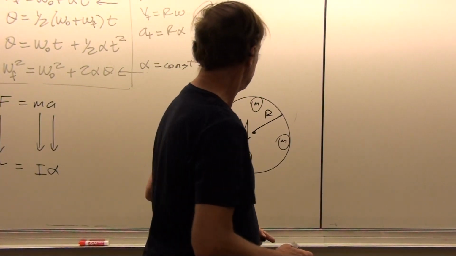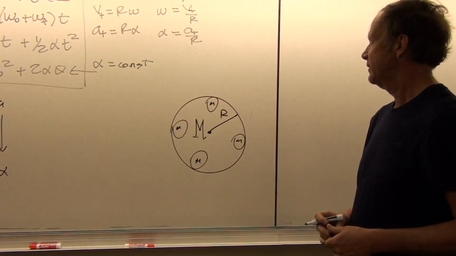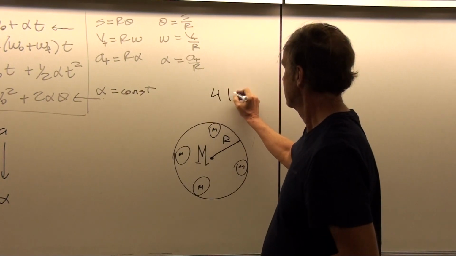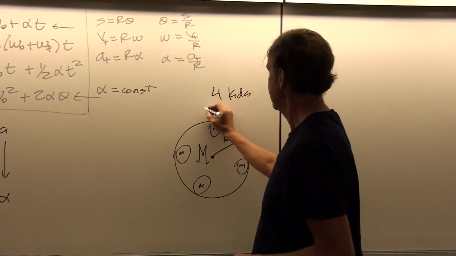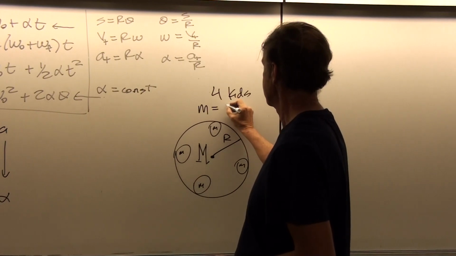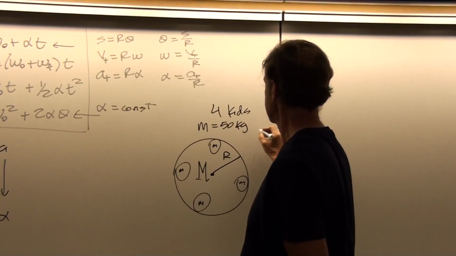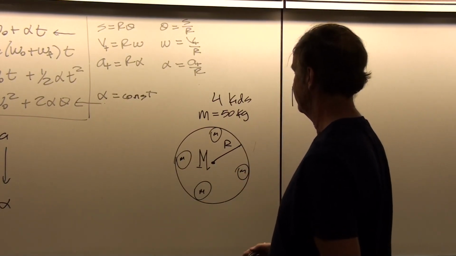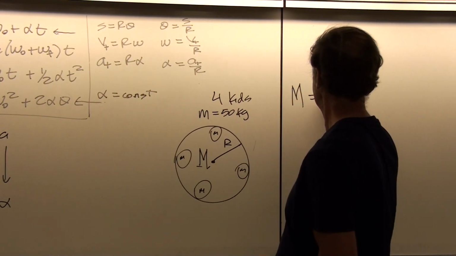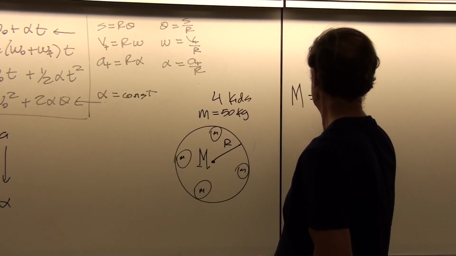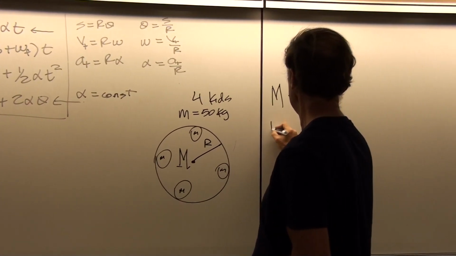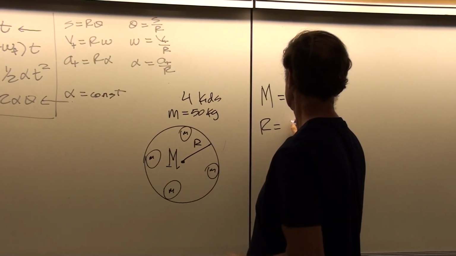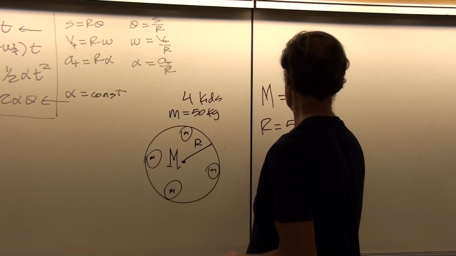All right. I'd like to do an example now with the torque equals I alpha equation. Let's say that we have 4 kids on a merry-go-round. Each kid has a mass of 50 kilograms, and the mass of the rotating cylinder they're having a fun ride on is equal to 100 kilograms, and the radius of this rotating cylinder is, let's say, 5 meters.